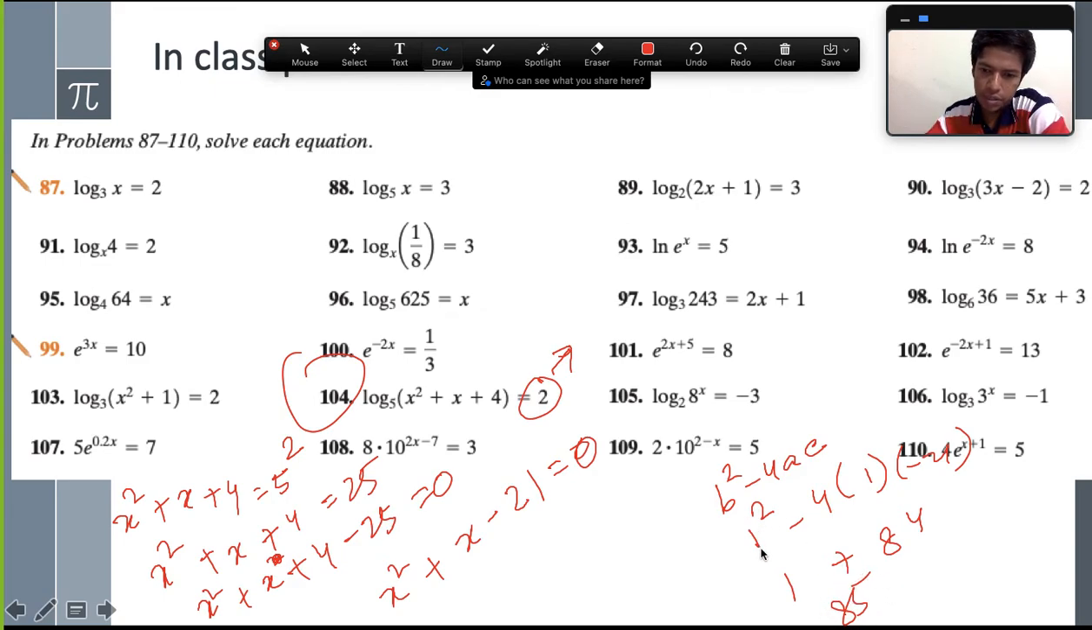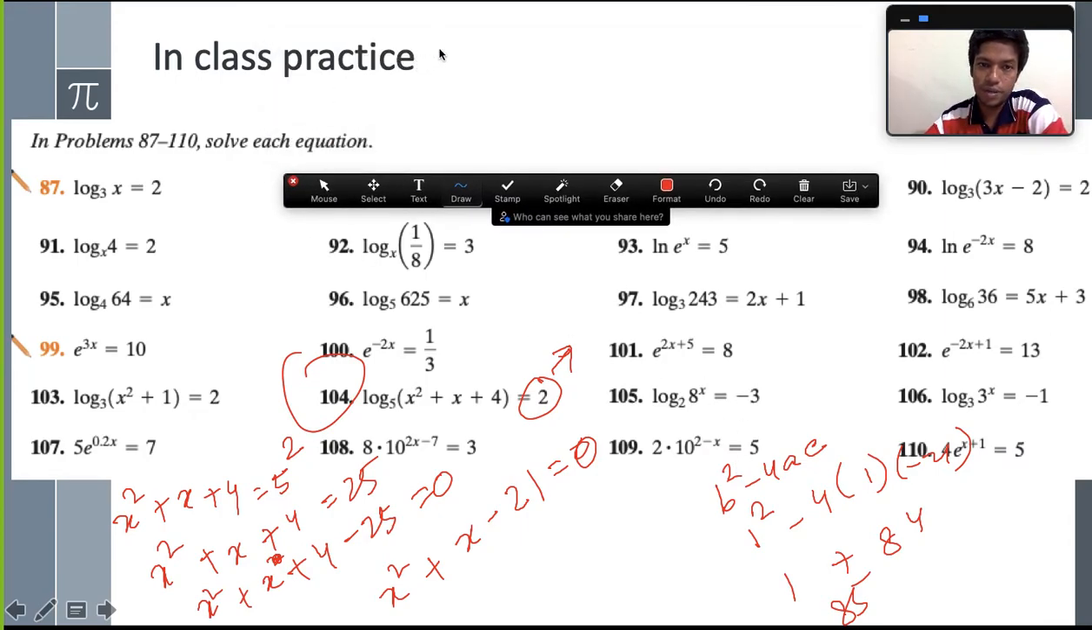Let's check it again. 1 squared, then 4ac, where ac means minus 21. Minus minus plus 84. 84 plus 1 equals 85. So b squared minus 4ac equals 85. We will have to keep it in mind because we will use the quadratic formula and this term will come there. The formula is minus b plus minus the square root of b squared minus 4ac, divided by twice a.